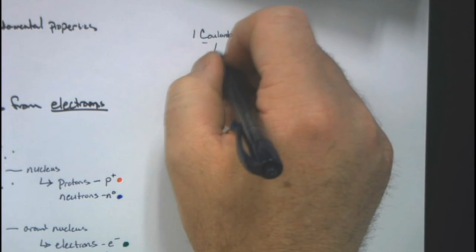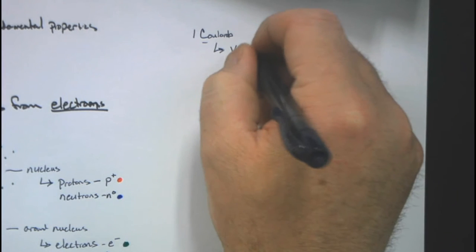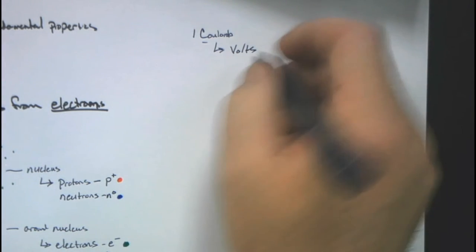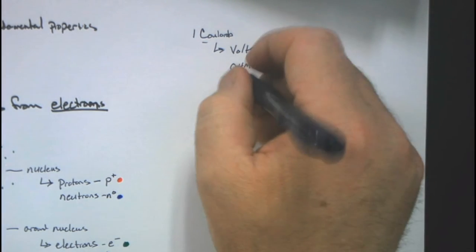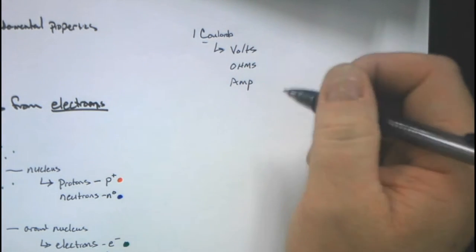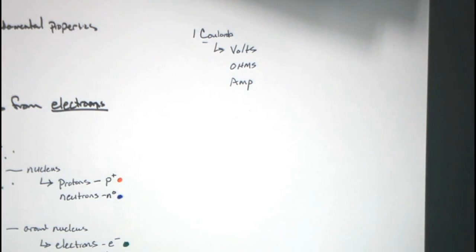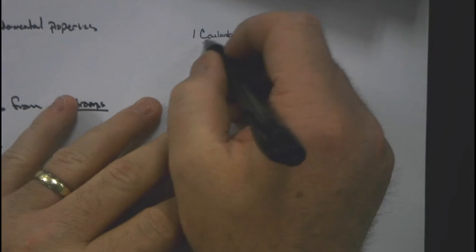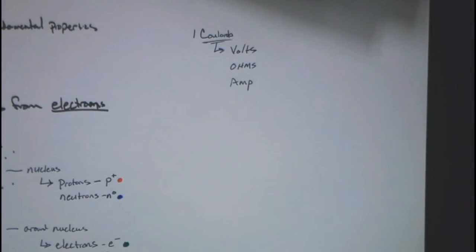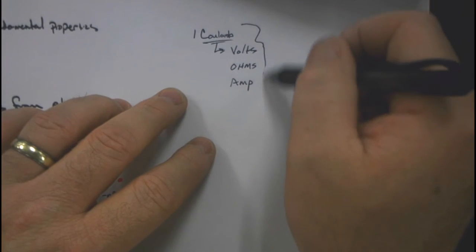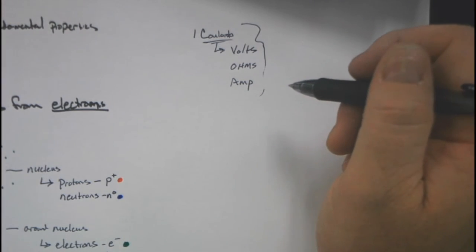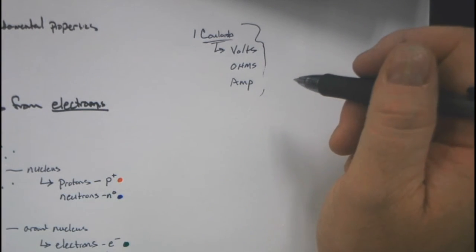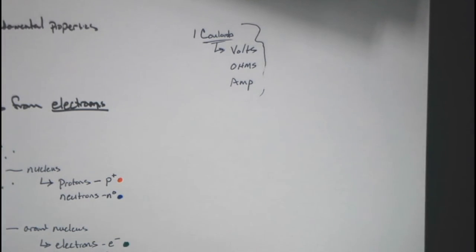One coulomb will lead to things like volts, and ohms. You may have heard of those, and amps, or amperes, for a unit of current. All of these are based on our unit of a coulomb. These were all determined long before the start of the 20th century, the early 1900s, which was when we discovered what an electron was. And so there's a little bit of story here.